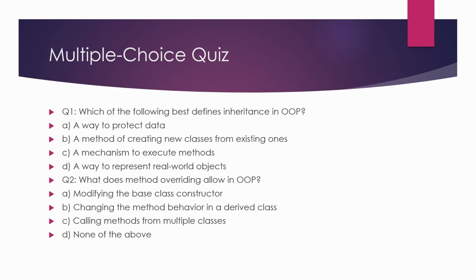Question 2. What does method overriding allow in OOP? A, modifying the base class constructor. B, changing the method behavior in a derived class. C, calling methods from multiple classes. And D, none of the above.